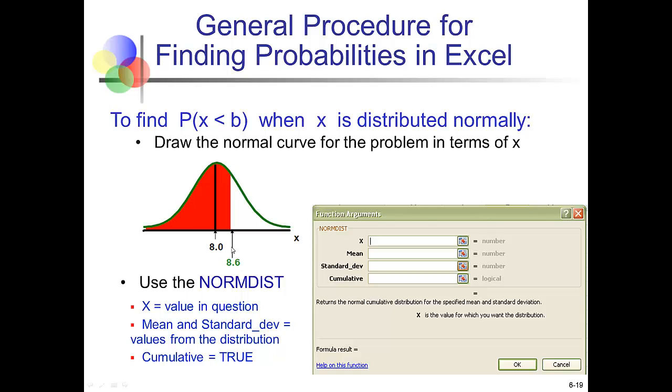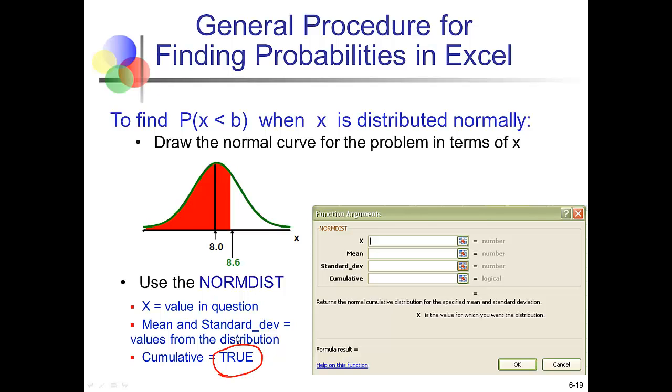The x value of interest goes into the x box here, so we'd type in 8.6. The mean and the standard deviation are the mean and standard deviation of the distribution. So the mean of our distribution is 8. It would go in the mean box here. We would type in 8. The standard deviation was 5. So we would type 5 into the standard deviation box. And cumulative, I've noted here, is true.